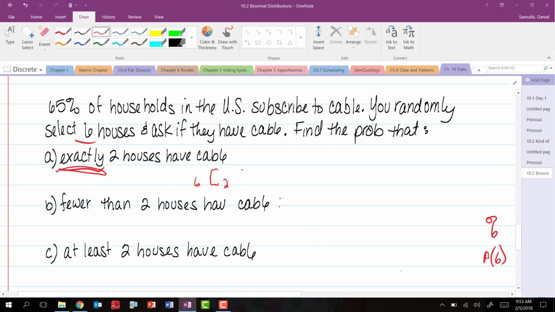And then, okay, what's the probability that the houses have cable? 65%. And how many of them had cable? 2. What's the probability that they don't have cable then? 35. You asked me where that came from? You're not paying attention. What do these 2 add up to become? 100. This is the complement, the opposite of this. And then raise that to the what? Not 6th. 4th. These have to add up to 6. That's what the n minus k thing was.